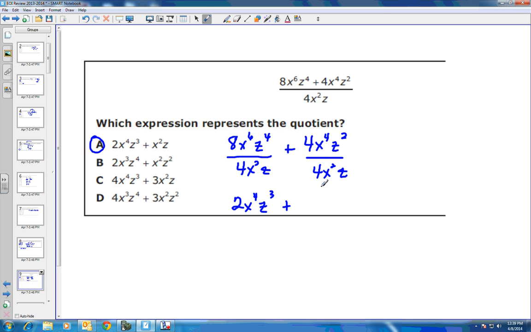4 over 4 is 1. X to the 4th over x squared is x squared. Z squared over z is z. Sometimes after you do the first step, it eliminates all the other answers, and that's a good thing.